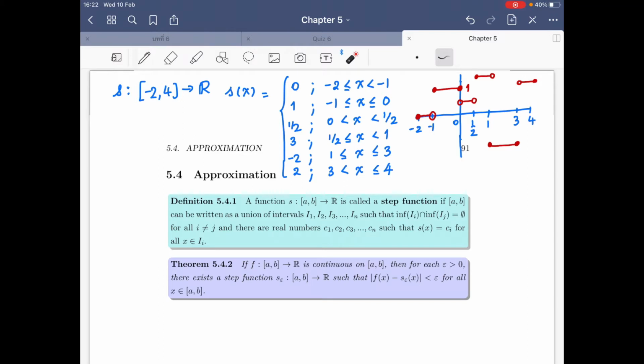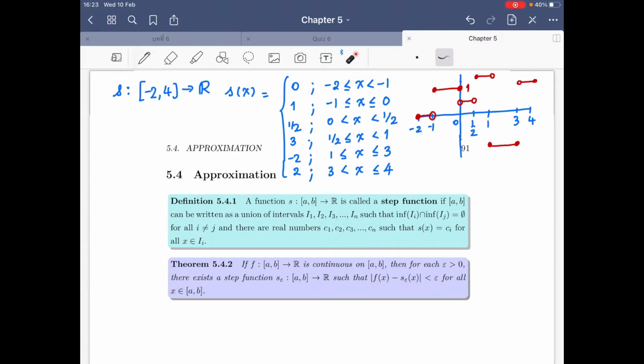And our theorem says that if you have a function f from the closed interval [a, b] that is continuous on this closed interval, then no matter how small the epsilon is, we can find a step function, depending on that epsilon, so that the difference between f and that step function is less than the epsilon that is given, for all x in that closed interval.